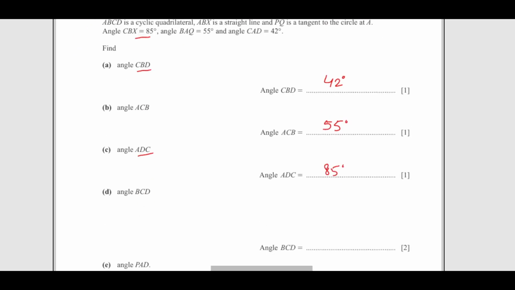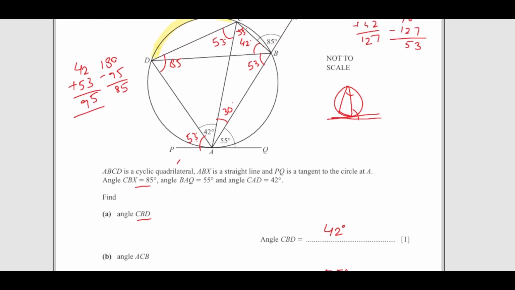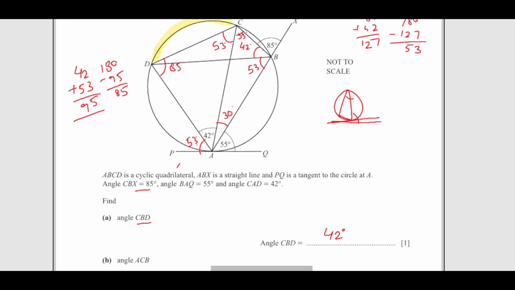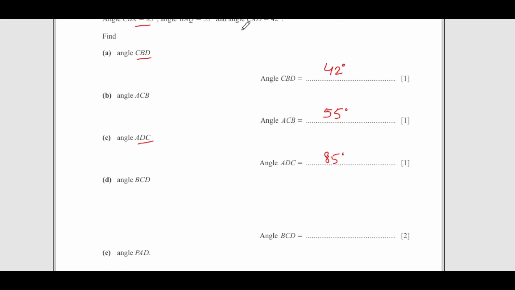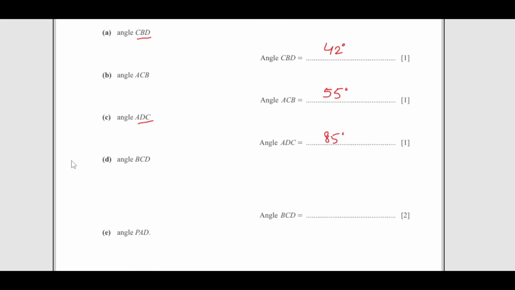So angle BCD, BCD we have already calculated, I think. BCD, yeah, BCD is going to be, you are going to add this 55 and 53. So let me write it down. 53 plus 55, this is 108, right? 108.